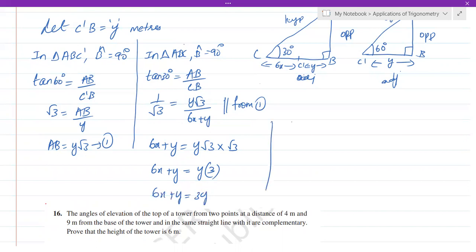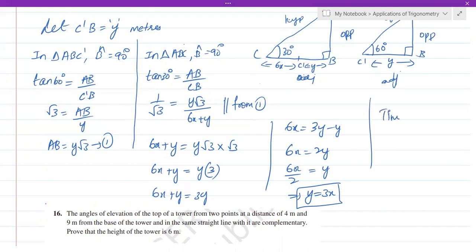Get the y to the other side. So 6x is equal to 3y minus y. So 6x is equal to 2y. Therefore, if you transpose 2 to the other side, 6x by 2 is equal to y, which implies y is equal to 3x. So you got the value of y. Now you can easily find the time.